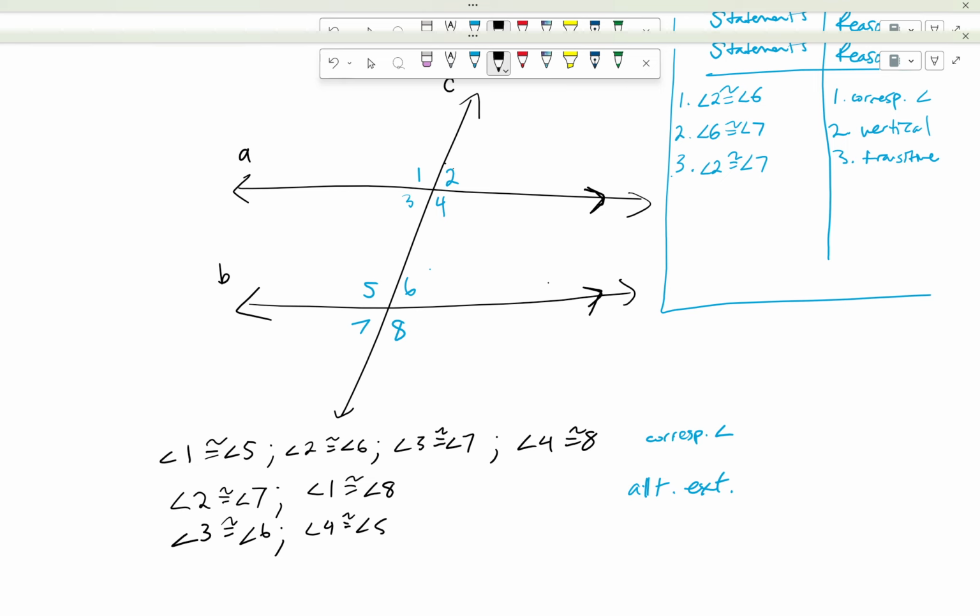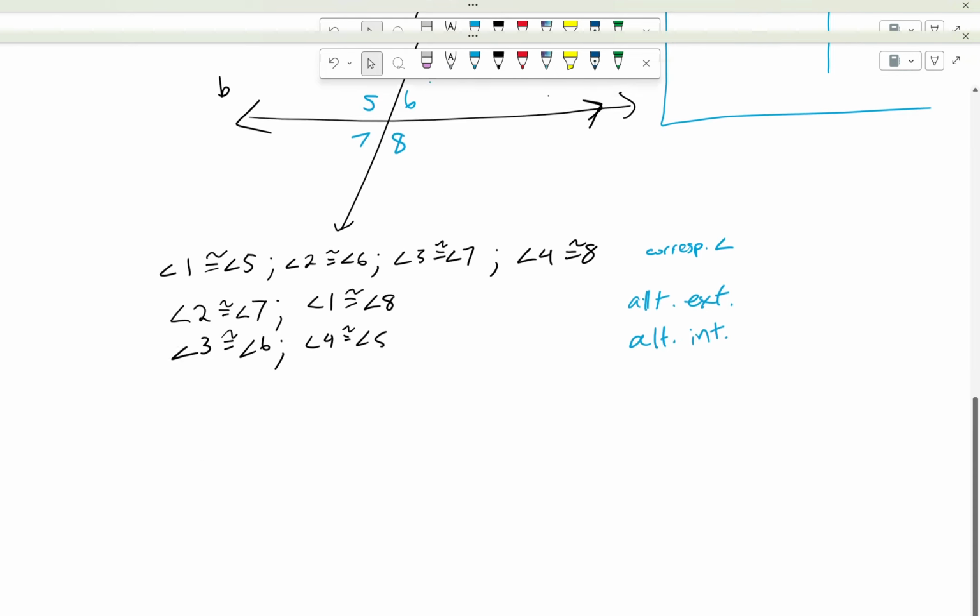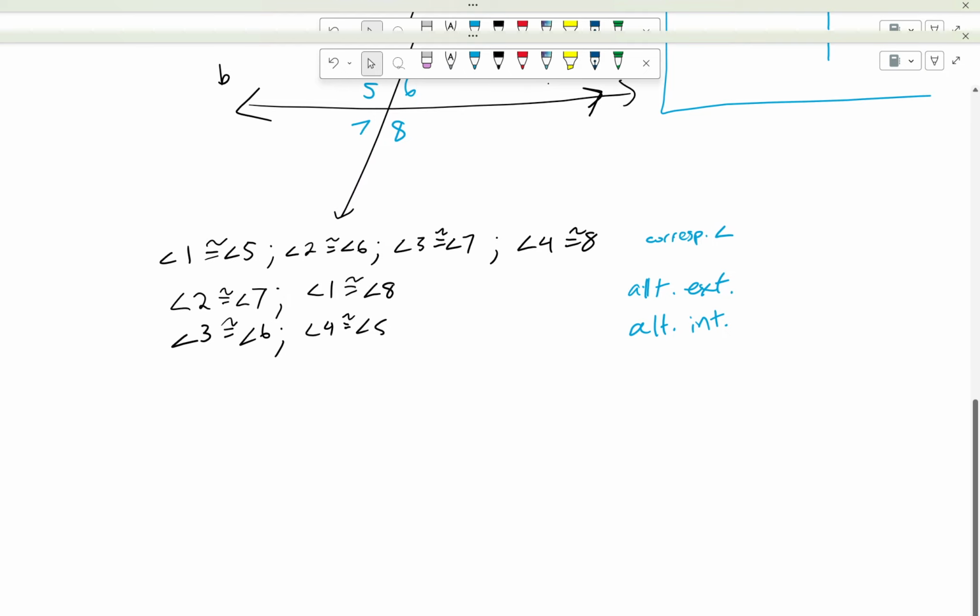Well, we already know 2 and 6 are congruent because they're corresponding, right? Well, 2 and 3 are going to be congruent because they are vertical. And then, of course, the transitive property, 3 and 6 would be congruent because we already established 2 is congruent to 6 and 2 is congruent to 3. Okay? And again, these are alternate interior angles. So now, when we have the scenario of two parallel lines cut by a transversal, we can make the conclusion that the alternate exteriors are congruent. Moreover, we can make the conclusion that the alternate interiors are congruent.